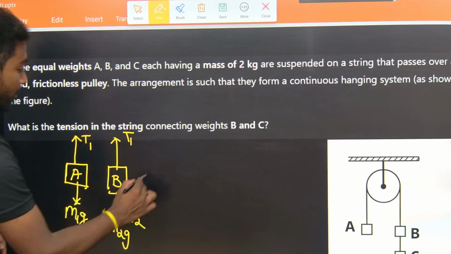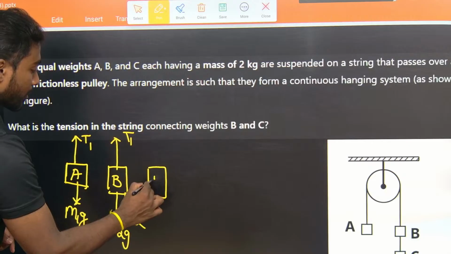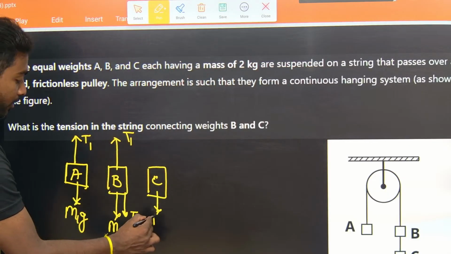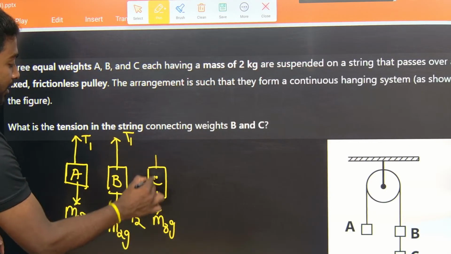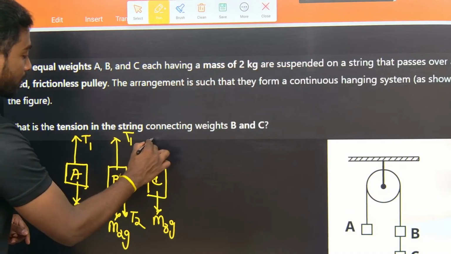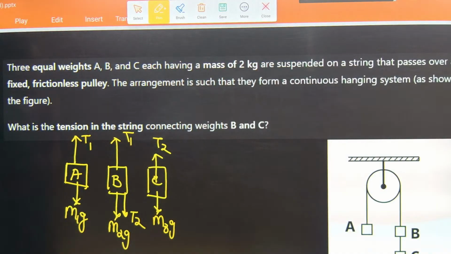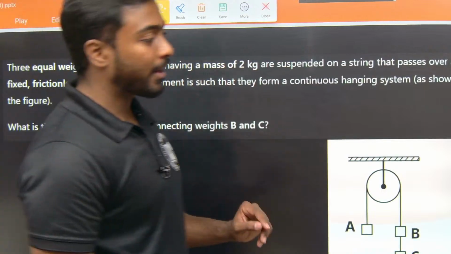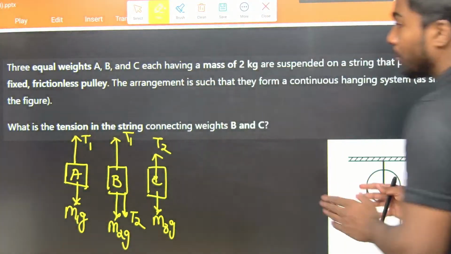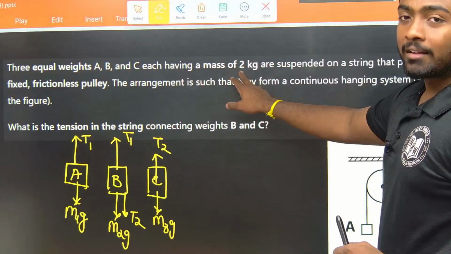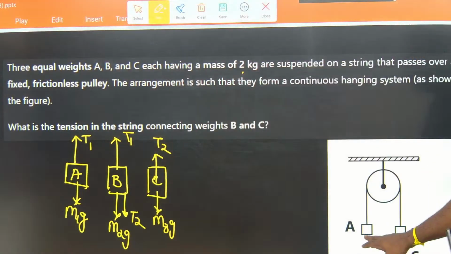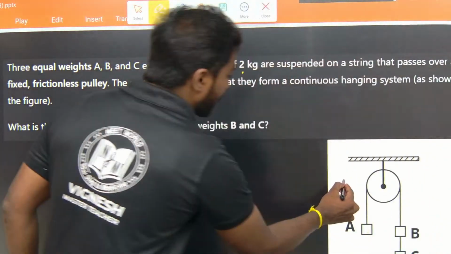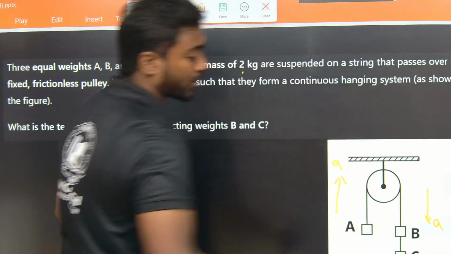Now the block C. Here it is M3G and the tension away from the body, this is T2. So these are the free body diagrams of the given arrangement. Now if I assume that the mass is 2 kg, this side is 2 kg and this side is 2 plus 2, 4 kg. Obviously the block will move in this direction, so acceleration will be in this direction.